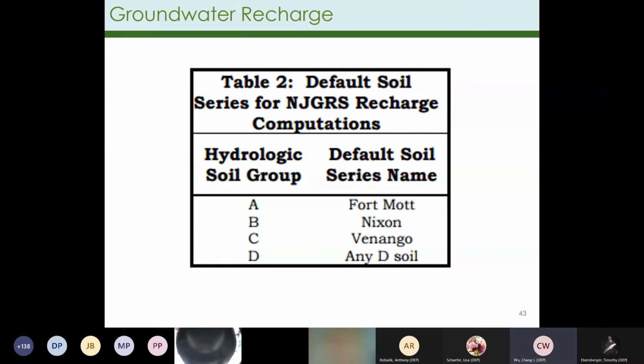So if you don't see the soil series in the soil survey map, then you can use the default value, unless you want to conduct the soil testing in the field.